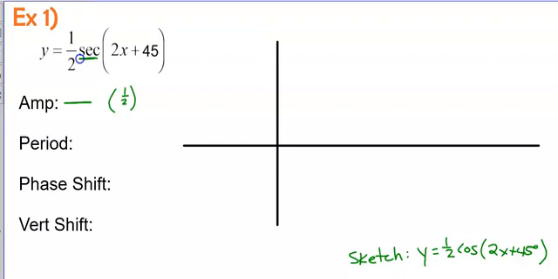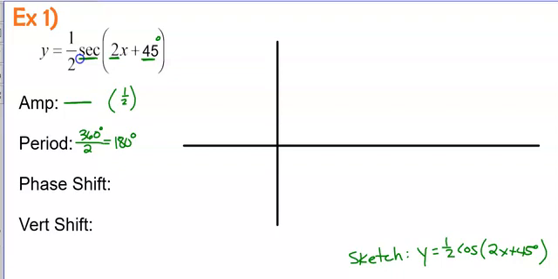Okay, period. In this case, it looks like we're dealing with degrees, so I should put a degree sign there. We're going to do 360 degrees divided by our b value, which is 2. So our period is 180 degrees.